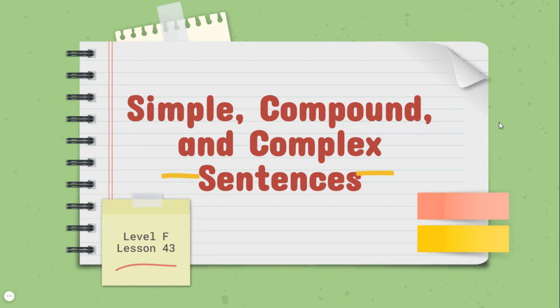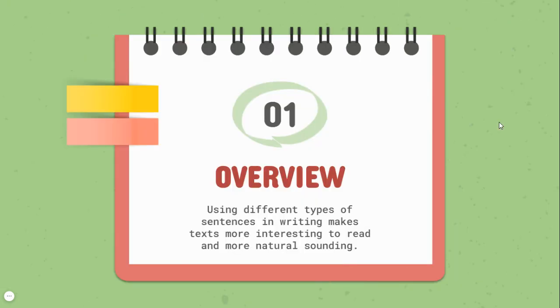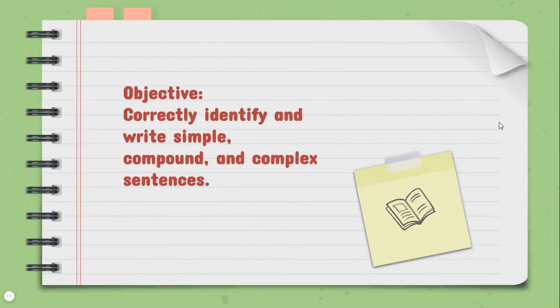Simple, compound, and complex sentences. Level F, Lesson 43. Using different types of sentences in writing makes texts more interesting to read and more natural sounding. Objective: correctly identify and write simple, compound, and complex sentences.